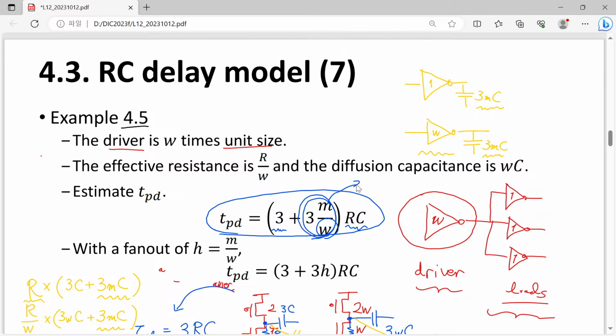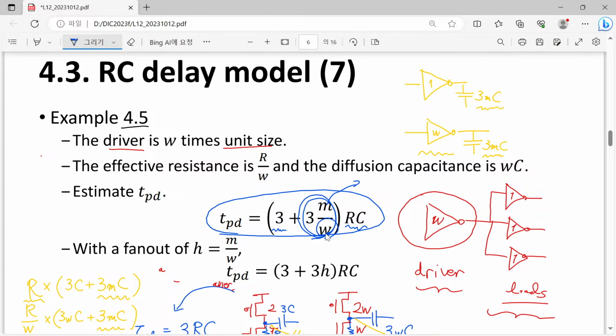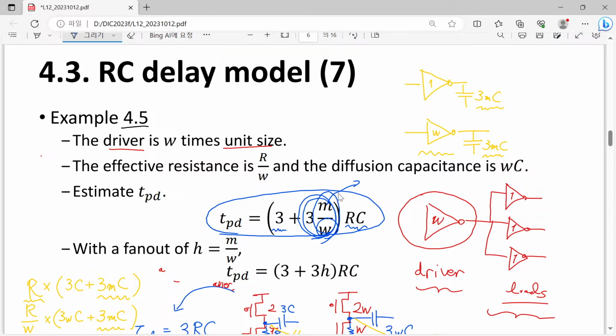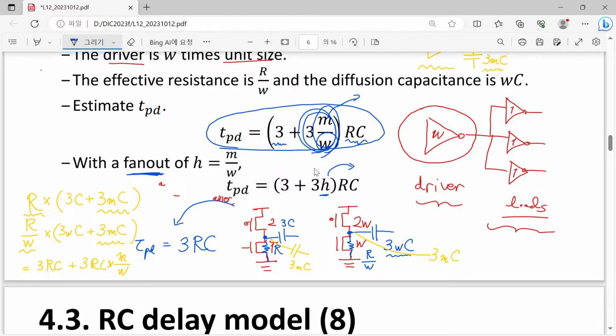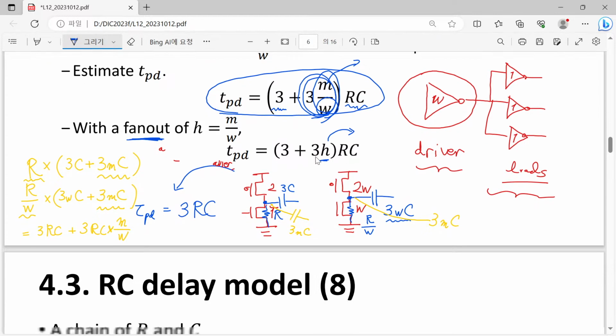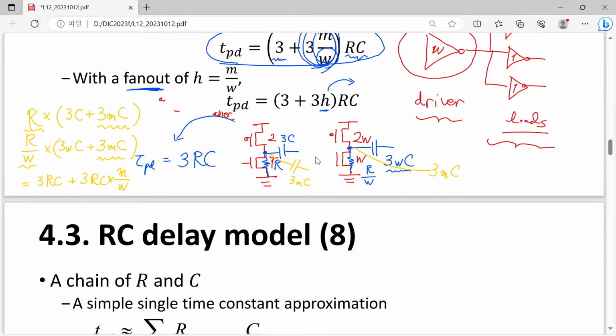So this ratio M over W represents the strength ratio between this driver and load, and we sometimes call it the fan out and use this expression. So if fan out is large, then we have a longer propagation delay. Okay, do you have any question?